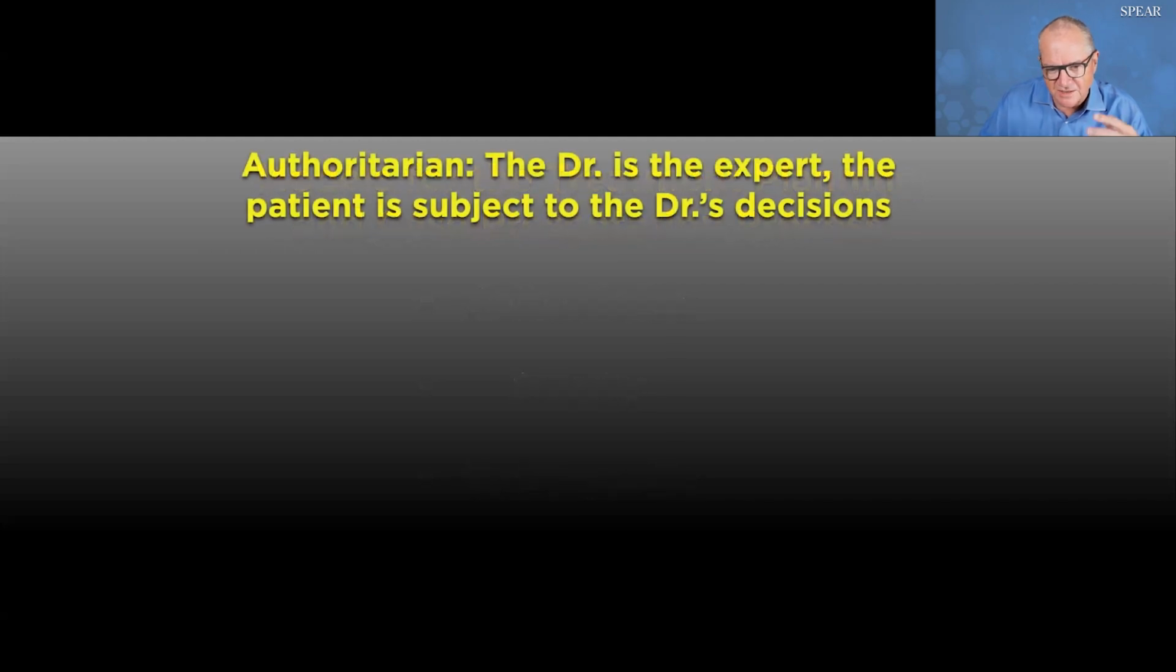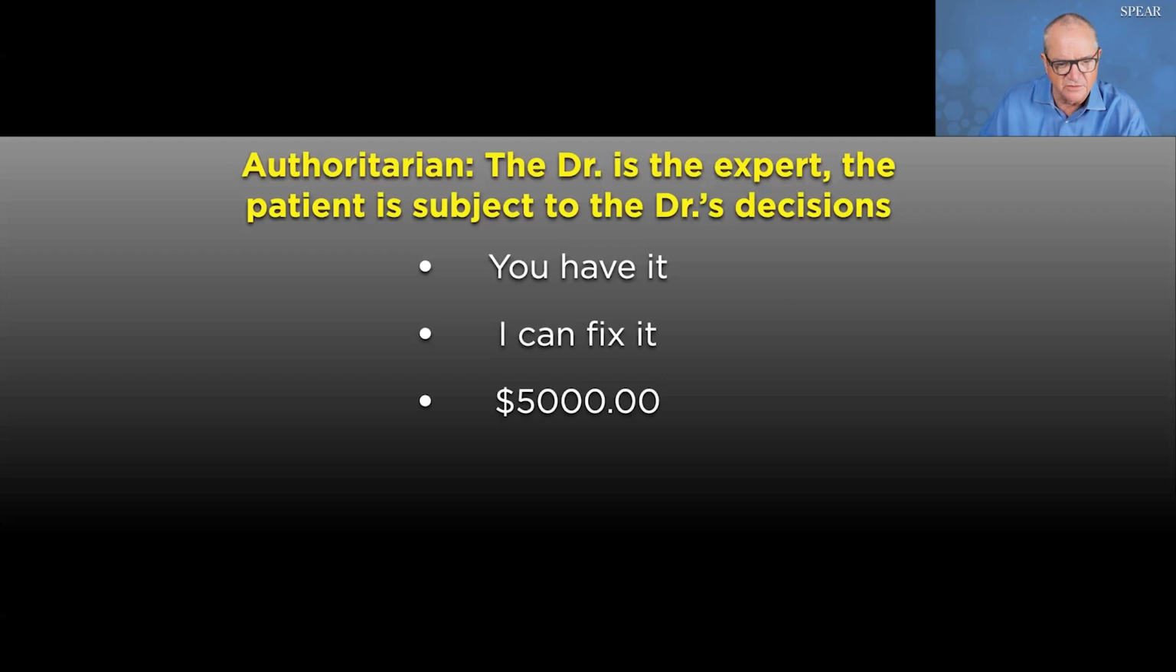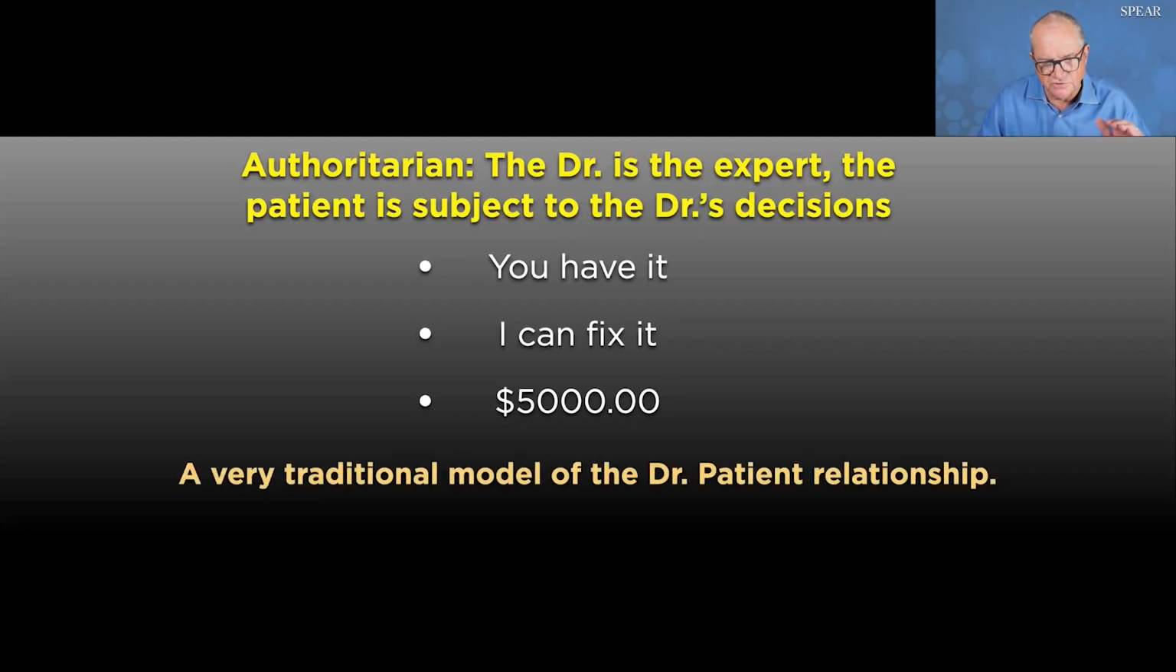The authoritarian model is a really classic model. You have it, I can fix it, $5,000. It's the piece of paper, you developed the treatment plan, you slid it across the desk, here. If you want me to fix it, this is the plan. It's a really traditional doctor-patient relationship. It works actually very well for simple presentations. If you tell somebody they need a crown, they need a filling, it works.